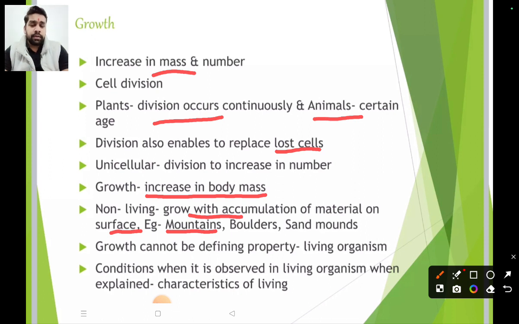Secondly, boulders. Now, sir, you will ask, sir, what are boulders? Boulders means a bigger stone or a bigger part of a rock or a bigger part of a mountain.